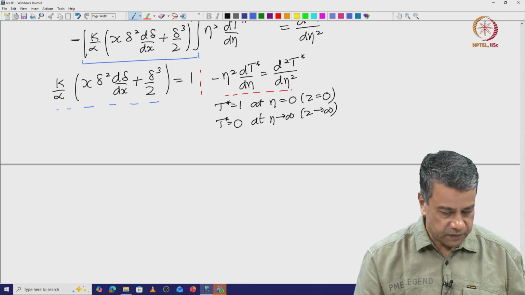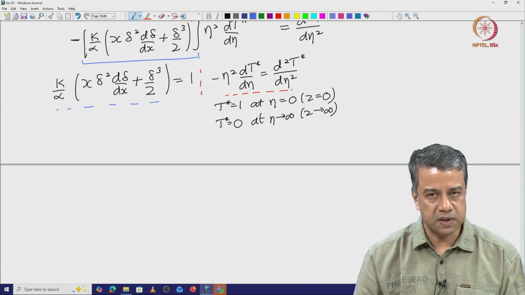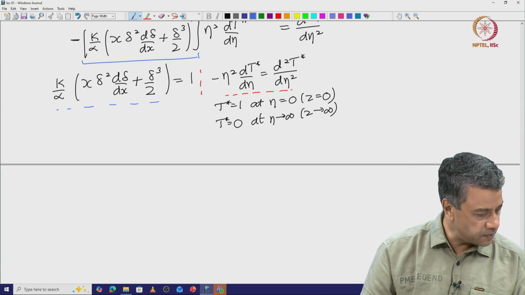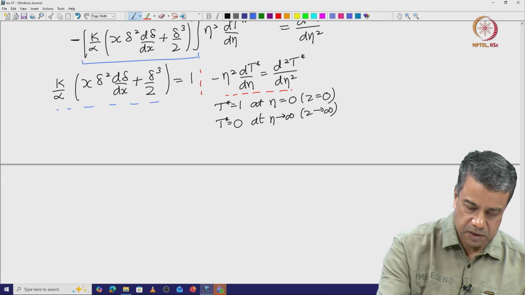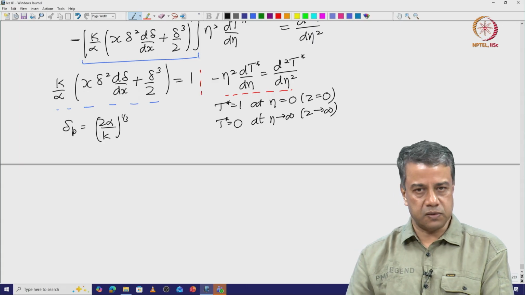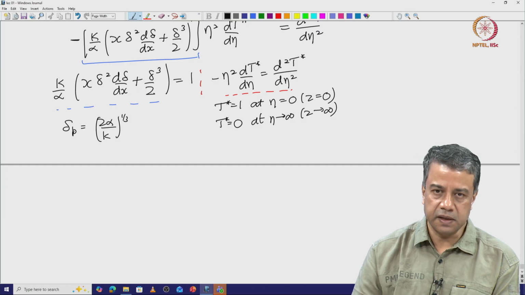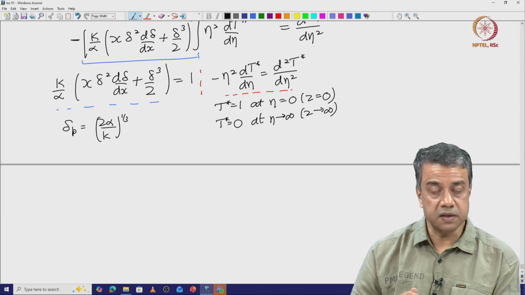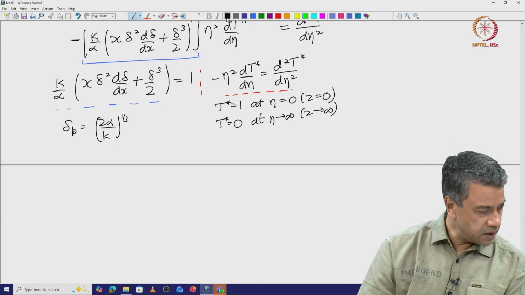However, one thing you can see is that there is a particular solution, which is that delta is equal to a constant. That particular solution is delta particular equal to (2 alpha by k) to the power 1/3. Because if delta is a constant, d delta by dx is equal to 0, and this constant delta satisfies the equation identically. You can get the general integral.